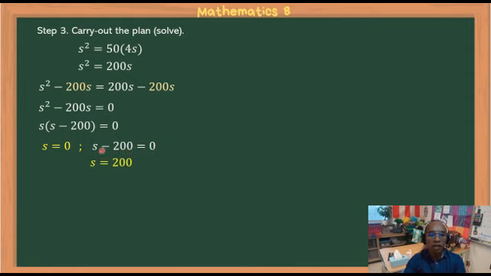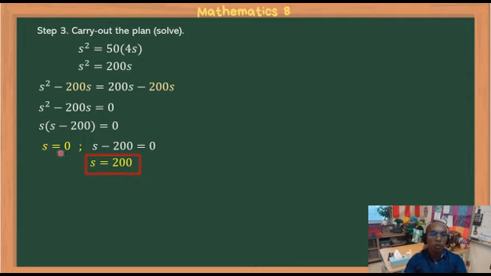So as you can see here, S minus 200 is equal to 0. We did not write here that we are adding 200 to both sides of the equation in order to eliminate negative 200. What we are seeing here is we just transpose negative 200 to the right side of the equation. There are two values of S, which are 0 and 200.